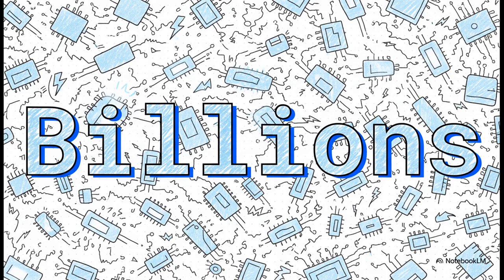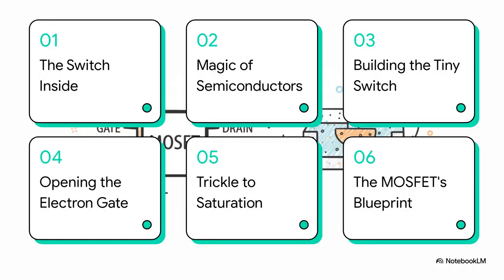And I'm not exaggerating. When I say billions, I mean it. Your device is packed with them. They're the invisible, unsung heroes, doing all the heavy lifting to make our modern lives possible. So, how on earth does this incredible little device actually do what it does?